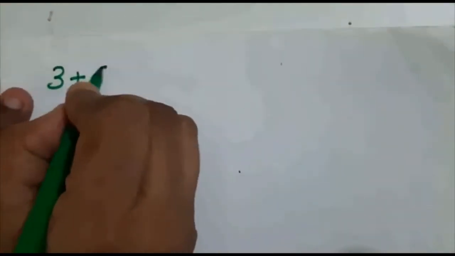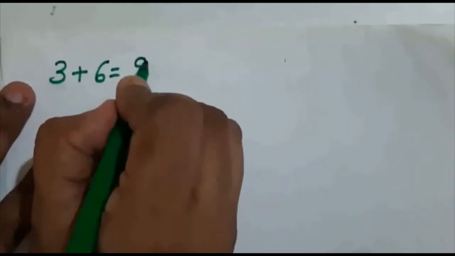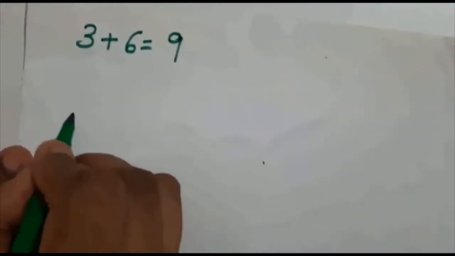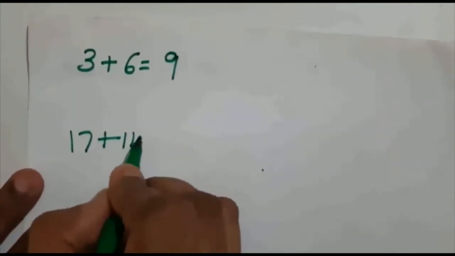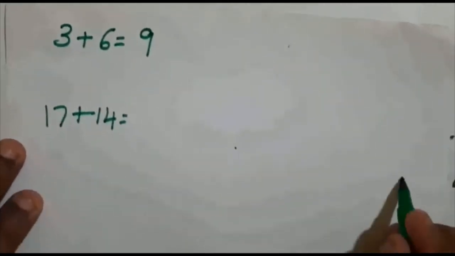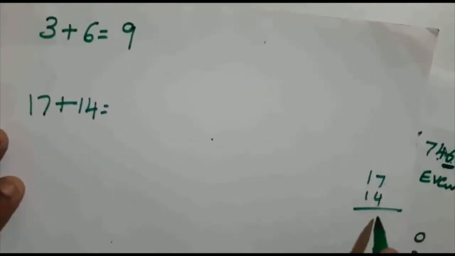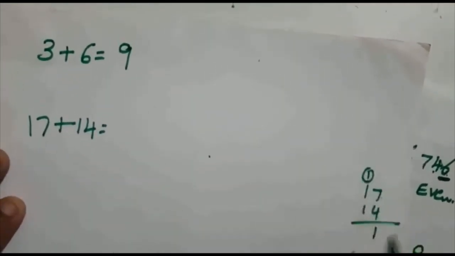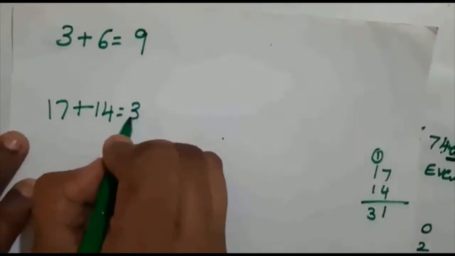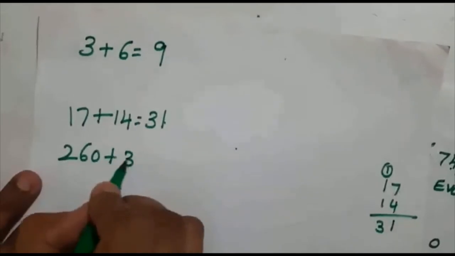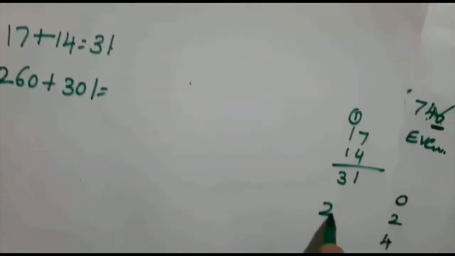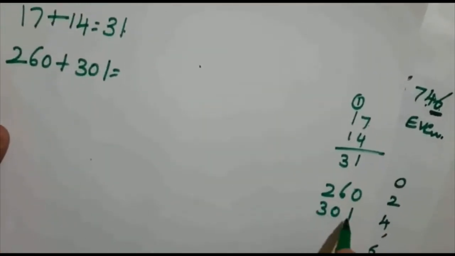Now, let us take one more example. This time, I am adding 3 plus 6 equals how much, children? 9. And 7 plus 17, I mean 17 plus 14, equals how much, children? 7 plus 4 is 11, 1 carry, 31. Here, I am adding 260 plus 301. What is the answer?